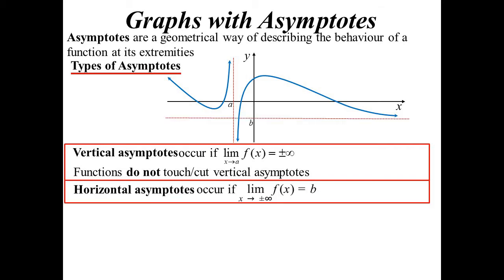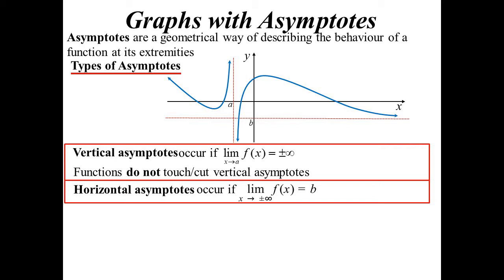Right, we could have a horizontal one. Let's draw one in there. Again, it's telling us what happens at the extremity, but now we're talking about the extremities of x rather than the extremities of y. So a horizontal asymptote tells us what happens as x approaches plus or minus infinity. The vertical one was when the function is approaching plus or minus infinity. The horizontal one is when the actual x value is.